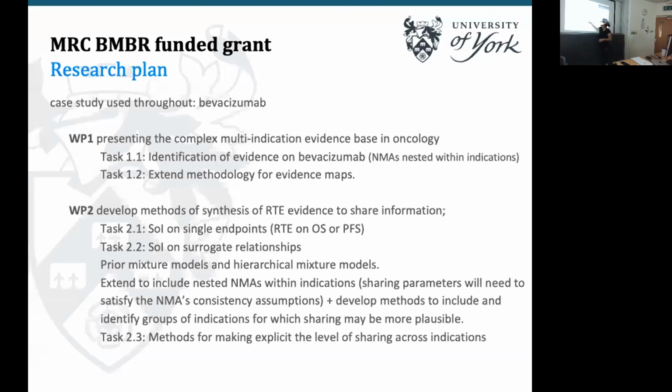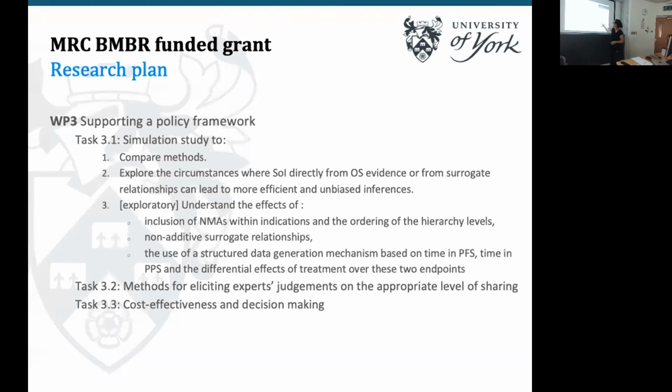So one of the critical aspects here is that some studies and some indications will present overall survival evidence, which is what we'd want. And that's because there are cancers that have a higher mortality rate. For cancers with a longer survival expectation, the trials will be based on surrogate relationships. And so the evidence base is quite complex. If you are using a range of indications, then you need to consider whether you should share on surrogate relationships or whether you should share on overall survival. And so our simulation study will look at the data structures where sharing on surrogates might be more appropriate than sharing on overall survival.